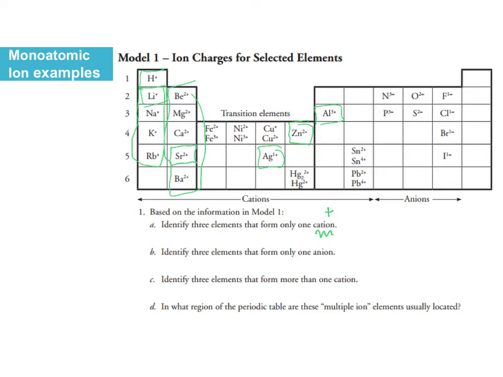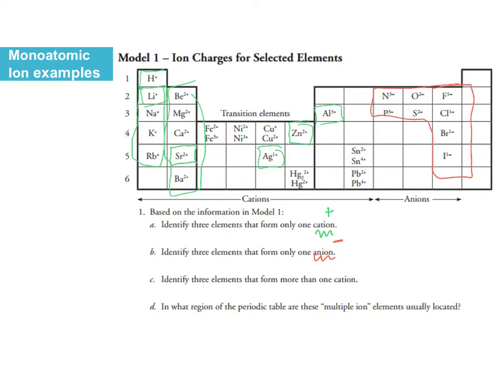And then identify 3 elements that form only one anion. So anion, that means we're looking for a negative charge. So what are some elements that form anions and they only form one? Hopefully you've started listing anything over in this section. Those are all single anion elements.